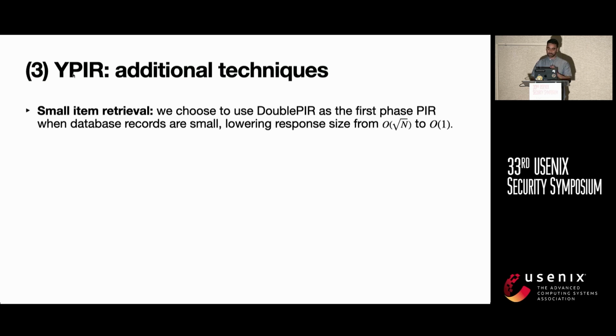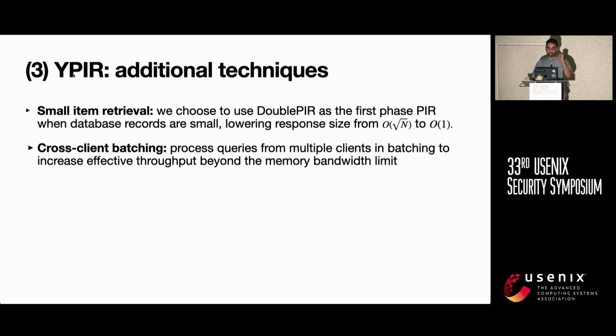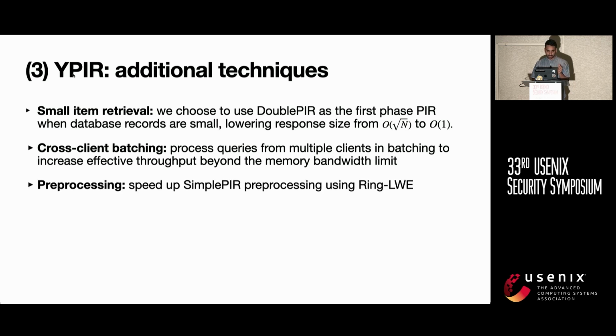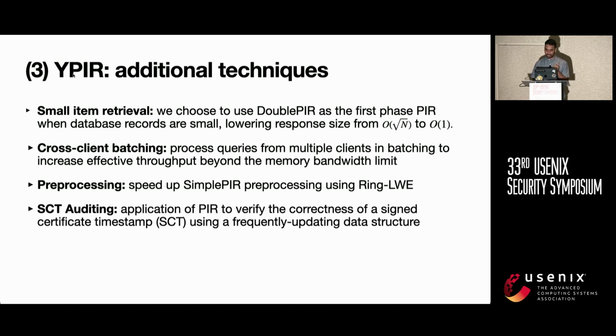Before I do that, just some other things. I don't have time to get into them, but these are other highlights from the paper. We show that when you retrieve items, you should probably use DoublePIR instead of SimplePIR as the base scheme. We show how to batch queries from across clients, and we get a systems improvement by taking advantage of memory bandwidth. We show how to pre-process SimplePIR hints faster using ring LWE, and we have a nice application to certificate transparency that we explain in the paper. So see the paper for more details on that stuff.